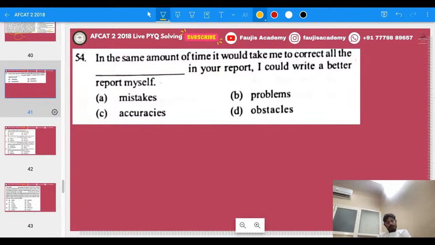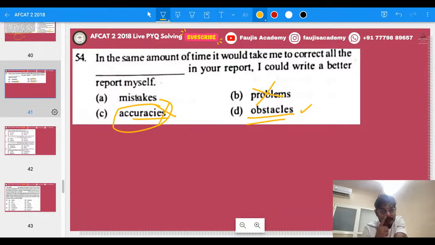In the same amount of time it would take me to correct all the dash in your report. What do you have in your reports? Problems, inaccuracies, or obstacles? You face obstacles and overcome them. Do you have problems? Do you have inaccuracies? If there are inaccuracies, then why do they have to be corrected? So the answer to 54 will be mistakes. In the same amount of time it would take me to correct all the mistakes in a report, I could write a better report myself.